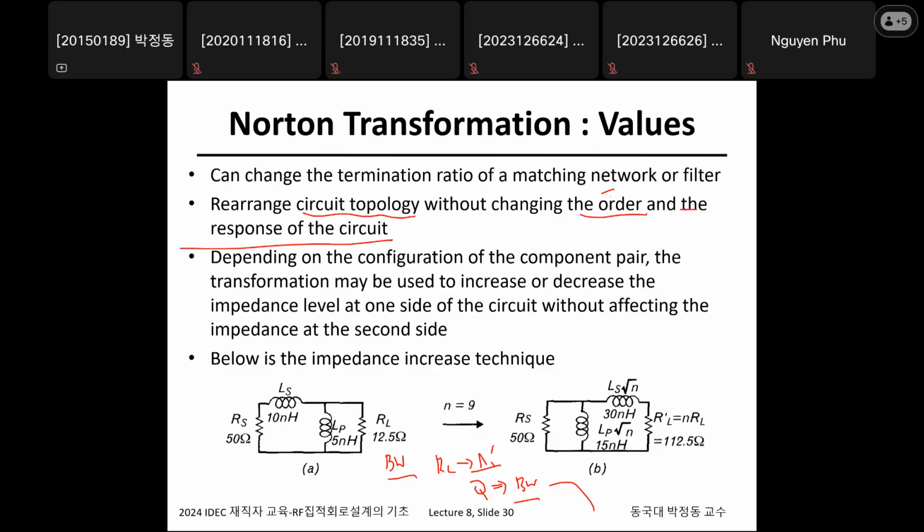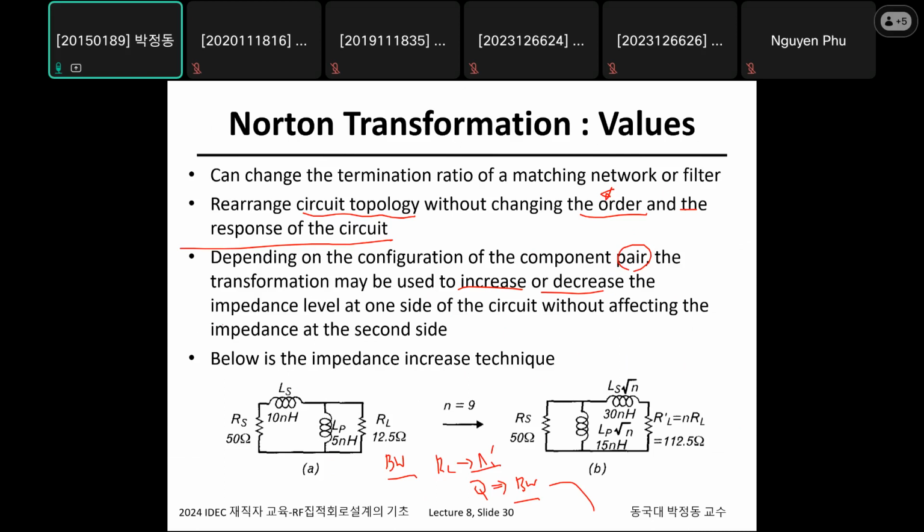This is very important: without changing the order, the number of poles, and without changing the frequency response, you can still apply a different load. You can use a different load with exactly the same performance. So depending on the configuration of the component pair, the transformation may be used to increase or decrease the impedance level at one side of the circuit without affecting the impedance at the second side.